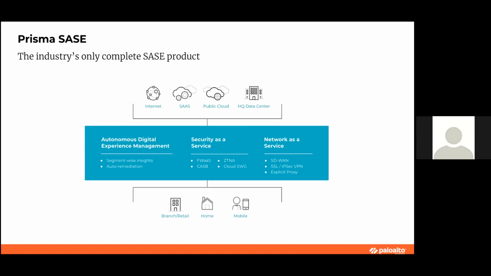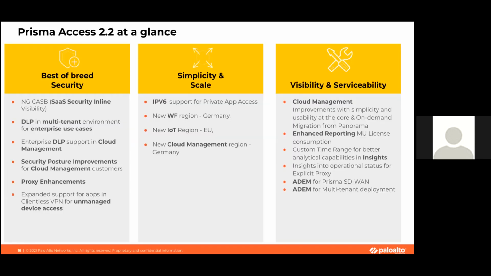With Prisma Access 2.2, we have introduced some great features which are enabling Prisma SASE, the complete SASE product in the market as of today. Prisma Access 2.2, at a glance, you can see here there are three main broad categories we have introduced in Prisma Access 2.2: best of breed security, simplicity and scale, visibility and serviceability.